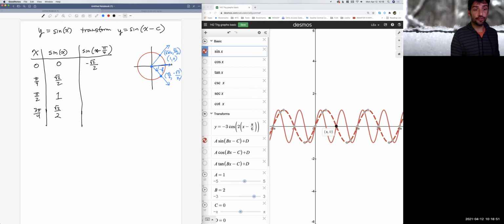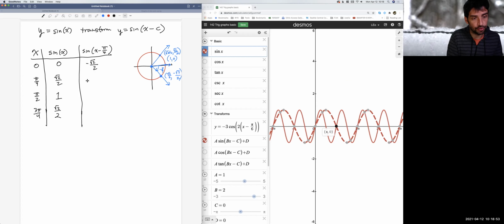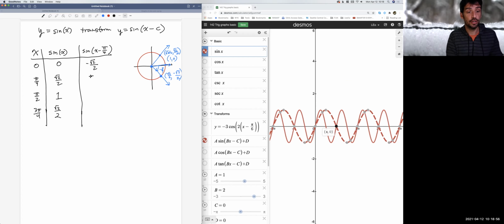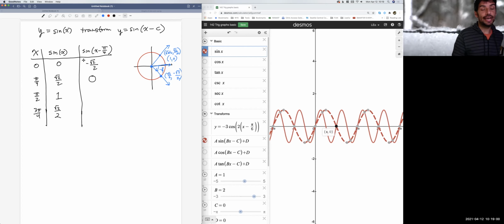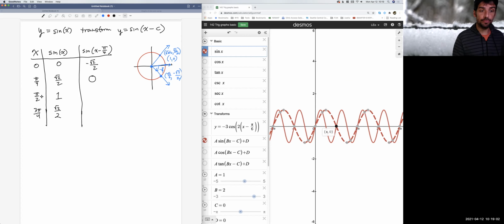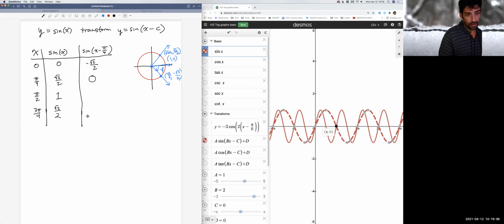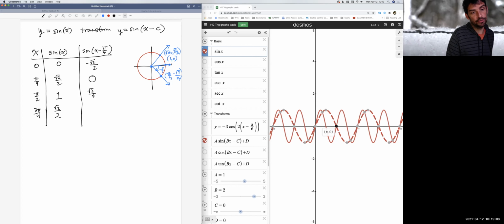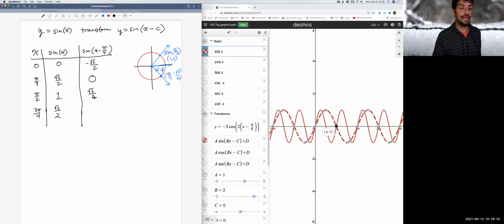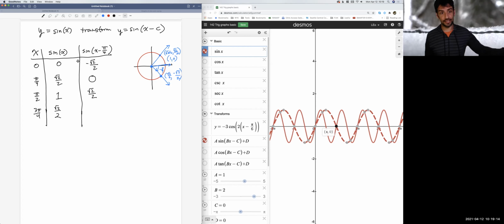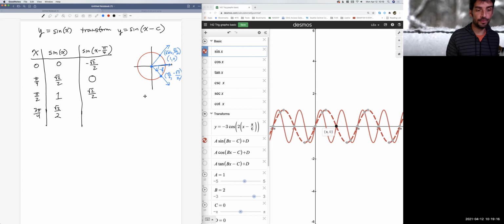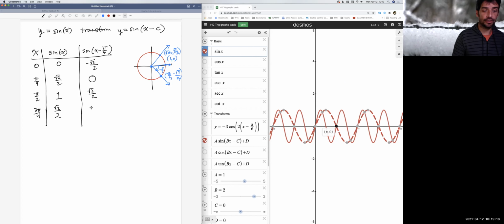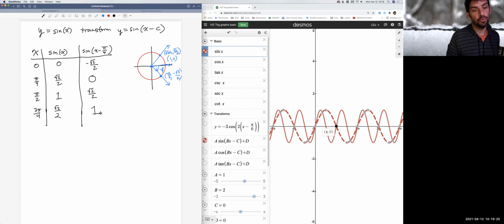When we input pi over 4, we get pi over 4 minus pi over 4 is 0. Sine of 0 is 0. When we input pi over 2, pi over 2 minus pi over 4 is pi over 4. Sine of pi over 4 is root 2 over 2. And when we input 3 pi over 4, minus pi over 4 is 2 pi over 4 or pi over 2. We output 1.